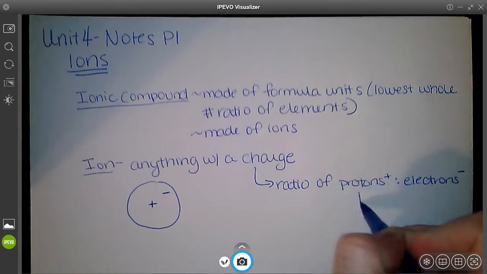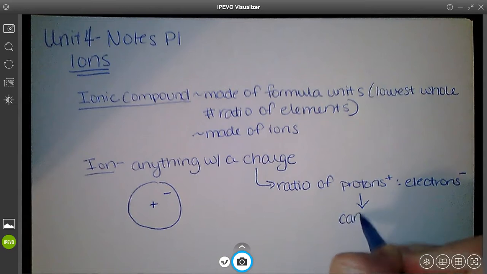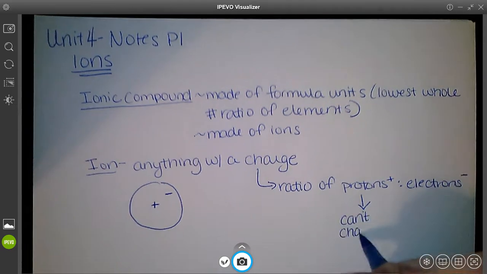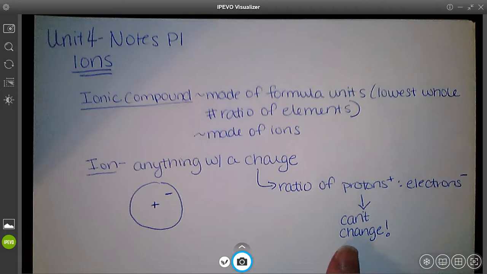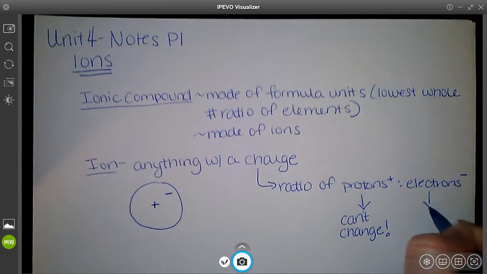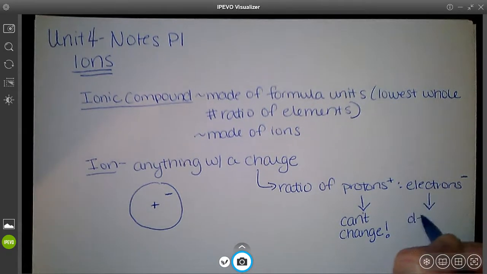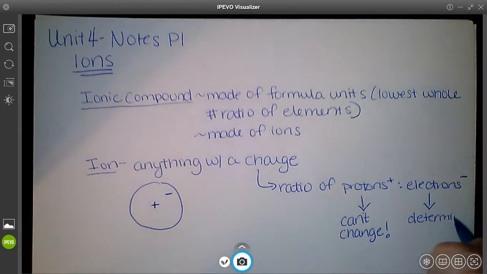For an atom, the number of protons can't change because the protons are in the nucleus, and the nucleus doesn't change unless it's a nuclear reaction, like an atomic bomb or something like that, which we're not going to be doing in our chemistry class. What we can change, though, is the electrons. So these are going to determine your charge.